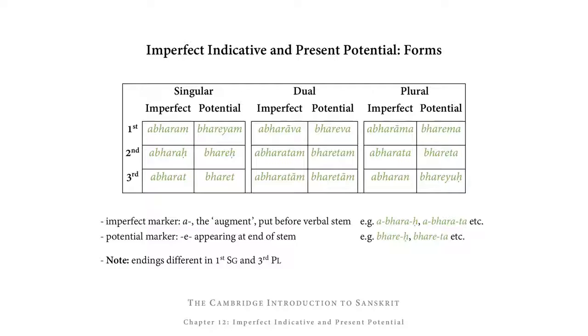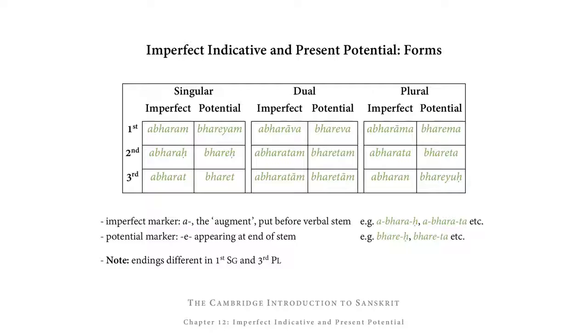This e is the potential marker, basically in the same way as the a is the past tense, the imperfect marker. So we have para, where the stem-final vowel is changed into e, pare. And then we have our endings that we have already seen in the imperfect, namely visarga and t. If we continue to the dual, we there see that we have, again in the imperfect, all the forms beginning with a, the past tense marker.